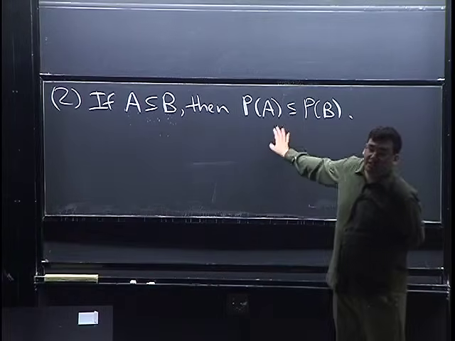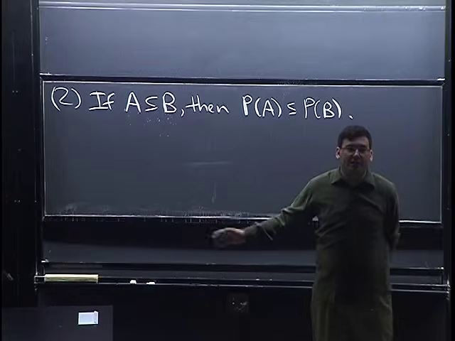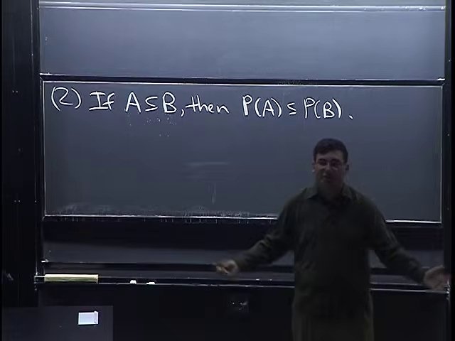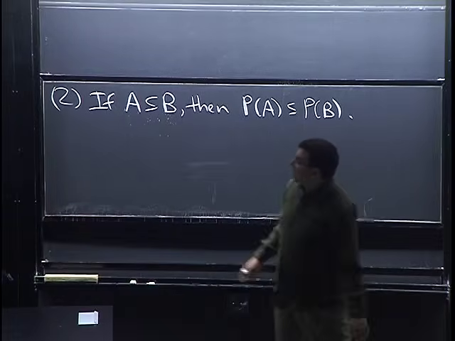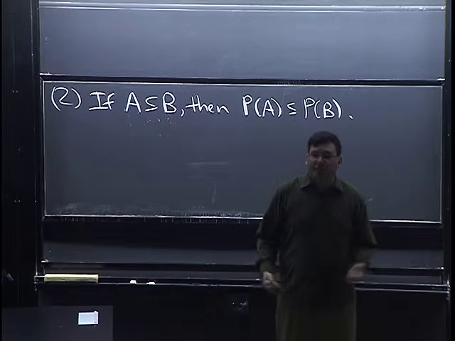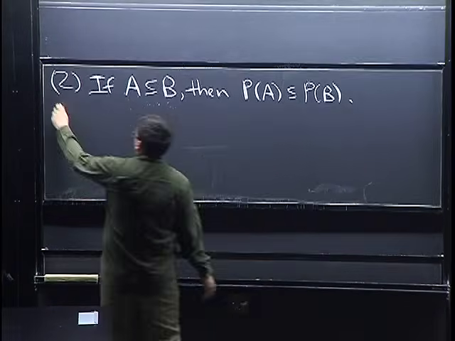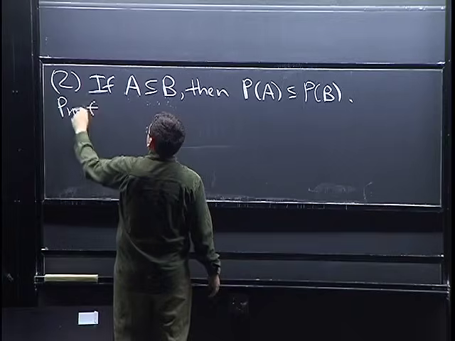Again, this is obvious intuitively in terms of the Venn diagram, because it says B is like a bigger oval containing the smaller one. It has a bigger area. That's obvious from the picture, but that's not a formal proof, and we want to prove this fact. Okay, so let's just quickly prove this using the axioms.